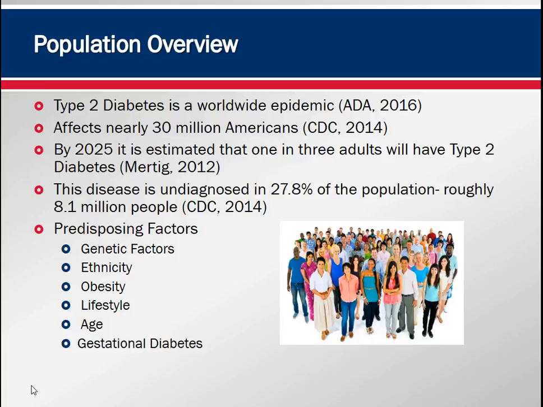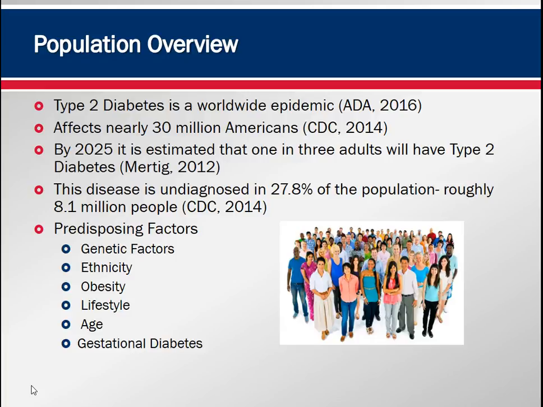And even just as concerning as that is the statistic, also by the CDC, that this disease is undiagnosed in 27.8% of the population. To put that in perspective, there are roughly 30 of you here at this in-service, which means that 8 of you most likely have undiagnosed diabetes type 2. If we as a society do not engage in risk reduction measures to control this disease, it is estimated by Mertag that by 2025, 1 in 3 adults will be diagnosed with diabetes type 2.